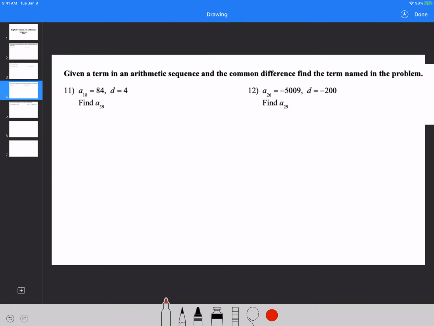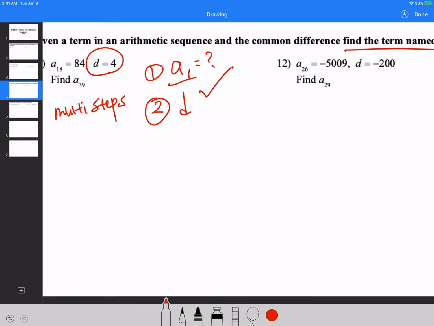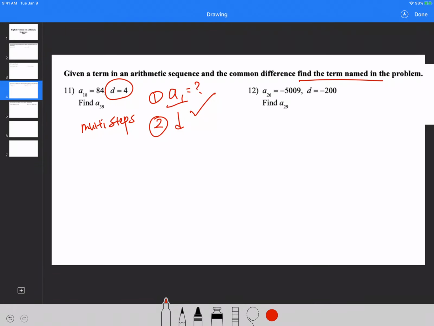And the next question, we are given a term in an arithmetic sequence and a common difference. Find the term named in the problem. So the problem in this particular case is that you have to take multiple steps. Like I said, you need two things, a sub 1 and the common difference. I'm given the common difference, but I have no idea what my first term is. So I have to go about my way to solve for what that's going to be. I cannot zoom in for some reason.